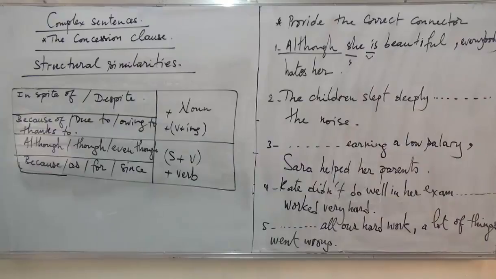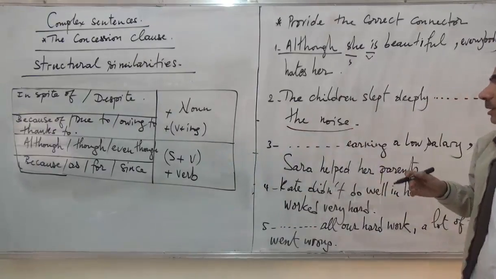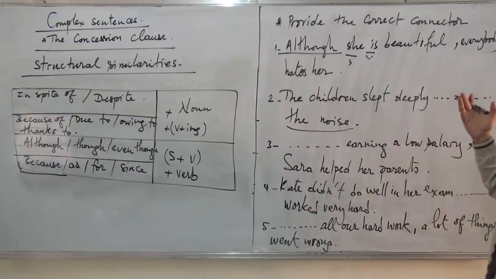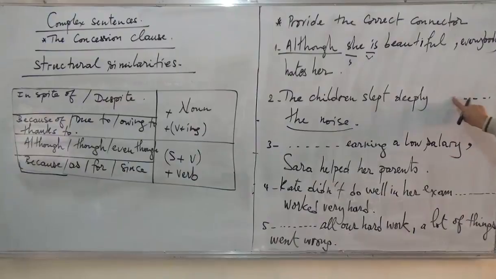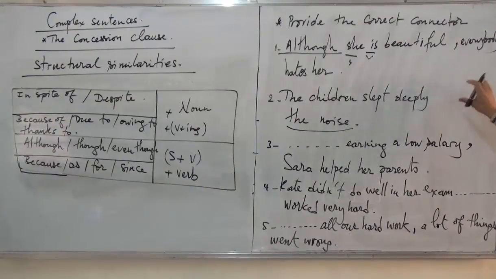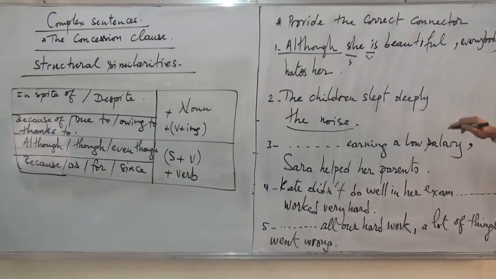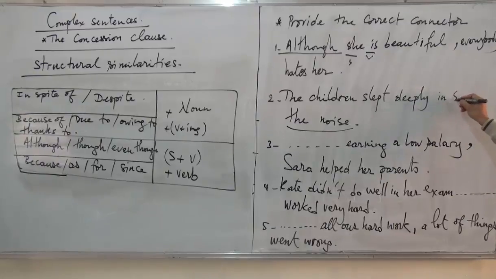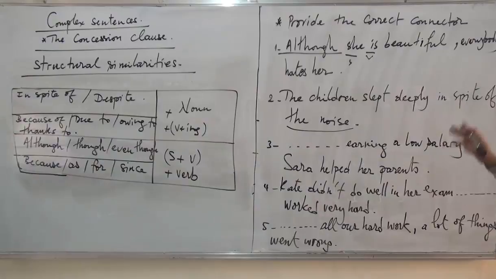Here, the children slept deeply, and here we have the noise. The noise is just a noun. A noun phrase, of course, but it is considered as a noun. So here we cannot use though, even though, or although, but we can use, for example, in spite of the noise. The children slept well in spite of the noise. In spite of the noise, the children slept well.